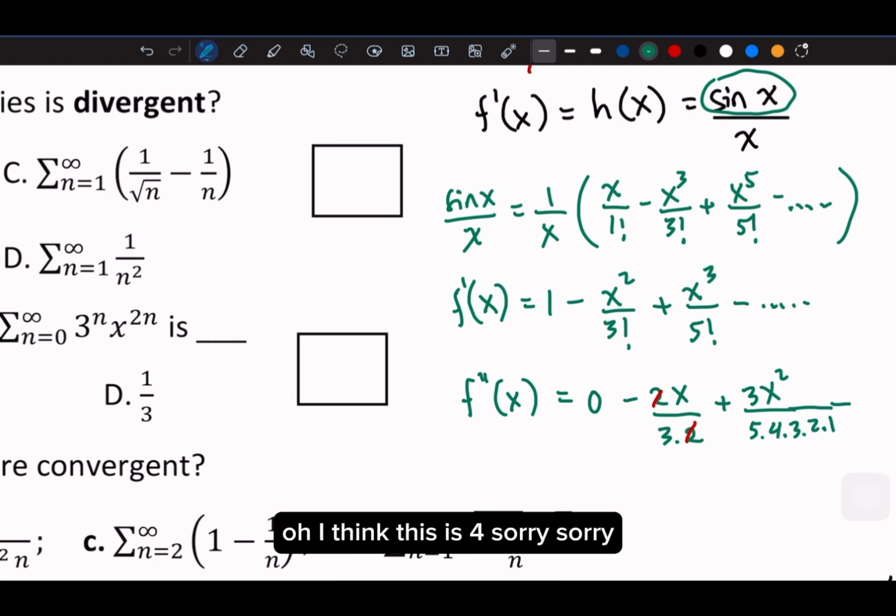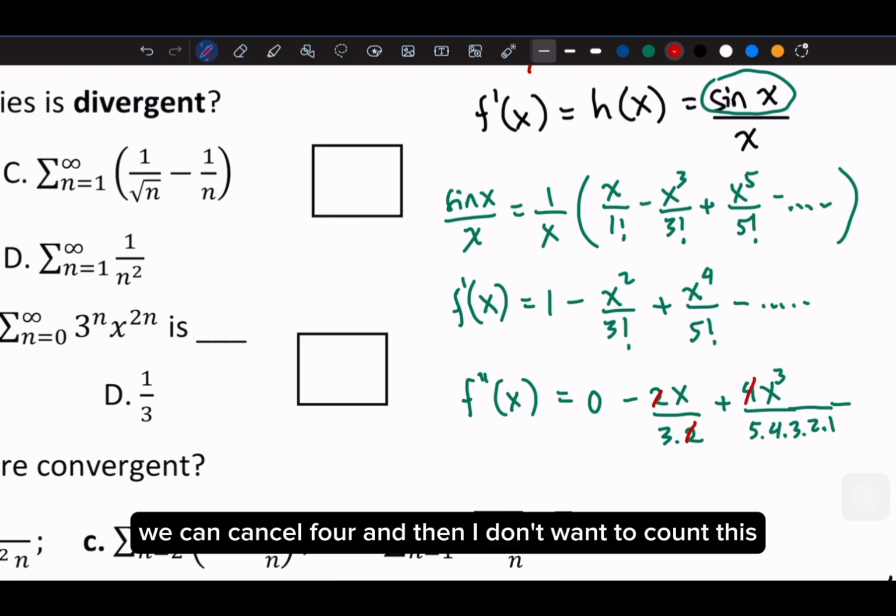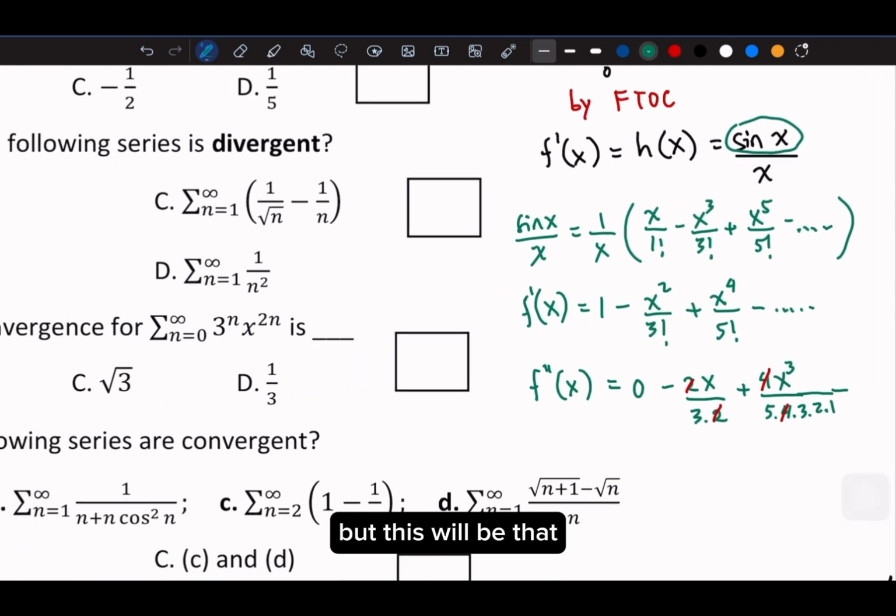Oh, I think this is 4. Sorry, this is 4. So minus 1, right? So this will be 4x cubed. We can cancel 4, and then I don't want to count this, but this will be that. Okay? And then try the third one.